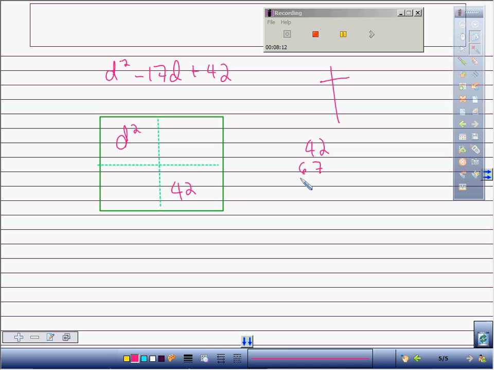Not 5 and 8? How about 21 and 2? That works, right? But that doesn't add to negative 17. Can anyone think of another one that's not like one of the most obvious factors? Well, 42 and 1, but that still does not work. Do you guys know how to tell if something's divisible by 3? Do you guys know how to tell if a number is divisible by 3?